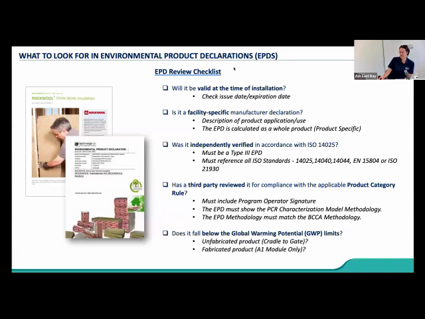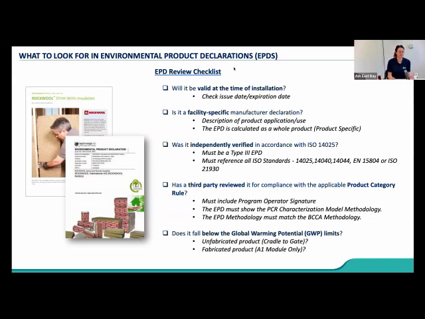You also have to make sure that it's independently verified. Now, I'm not going to get into the different types of type 1, type 2, type 3 EPDs, but just know that for Buy Clean California, the DGS and the authority having jurisdiction is going to be looking for a type 3 EPD that is compliant with all of those ISO standards that are listed on there. We're also going to want to make sure that it's third-party reviewed in compliance with what's called a product category rule.